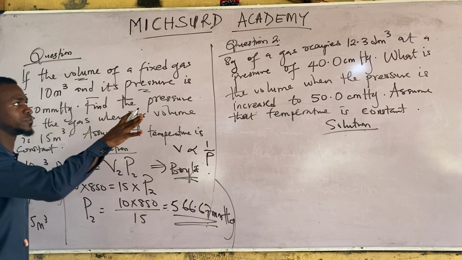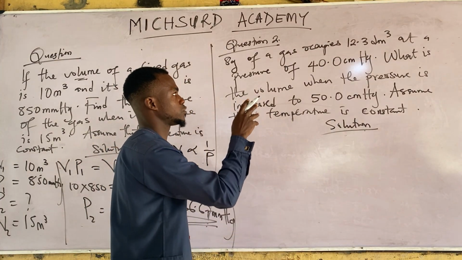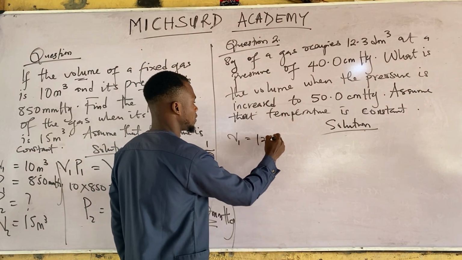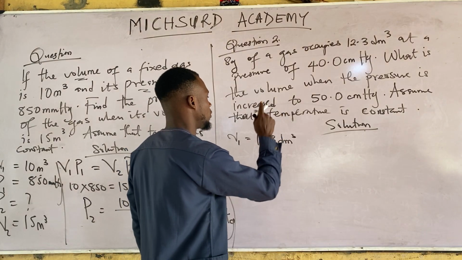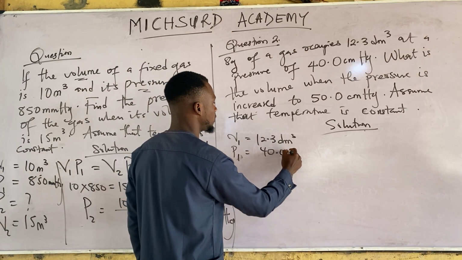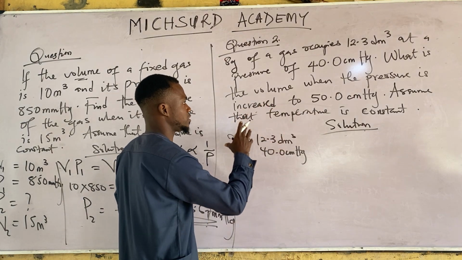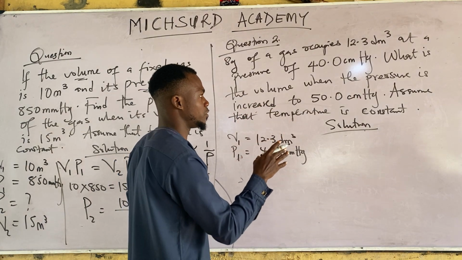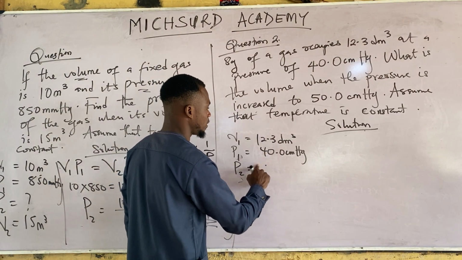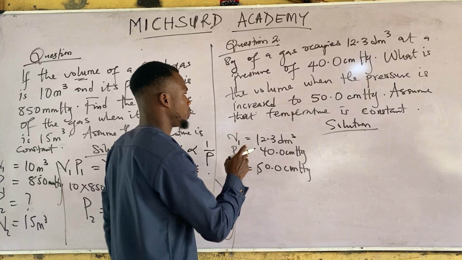So now let us solve the second question. Staying on Boyle's law, we have that 8 grams of gas occupies 12.3 dm cube at a pressure. So the first pressure, P1, is equal to 40.0 centimeter mercury. Now what is the volume when the pressure is increased to 50.0 centimeter mercury? So the pressure has been changed to 50.0 centimeter mercury, and we are asked to find the volume.